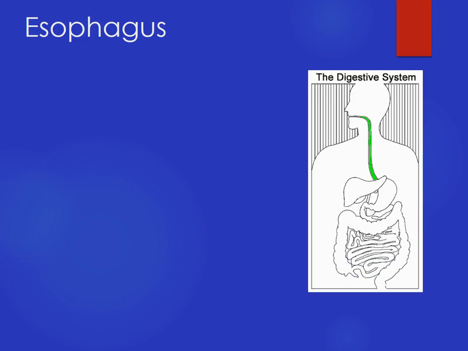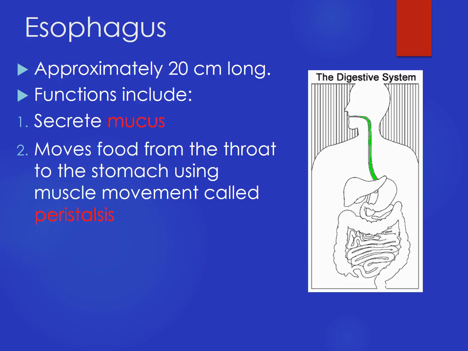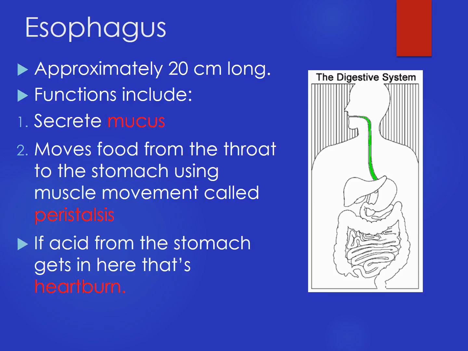The esophagus is approximately 20 centimeters long and functions to secrete mucus and move food from the throat to the stomach using muscle movement called peristalsis. If acid from the stomach gets in here, it causes heartburn.